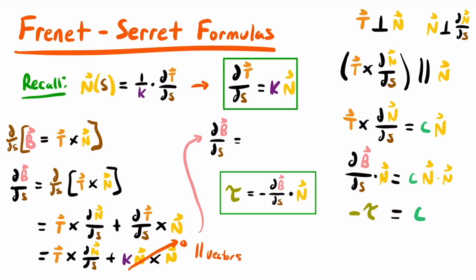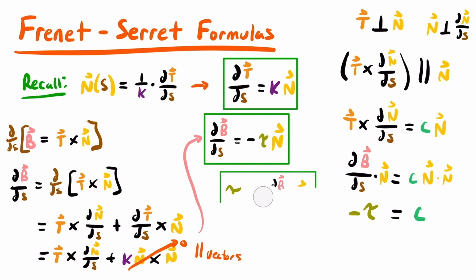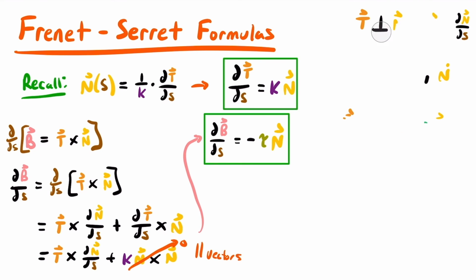For dB/ds, it's equal to the negative torsion times the unit normal vector. That is the Frenet-Serret formula for the unit binormal vector. It describes how the unit binormal vector changes using the unit normal vector and the torsion of the space curve. Okay, so now we have two of the three Frenet-Serret formulas. We just need to find one more, and that is for the unit normal vector. And here's how we'll find that.